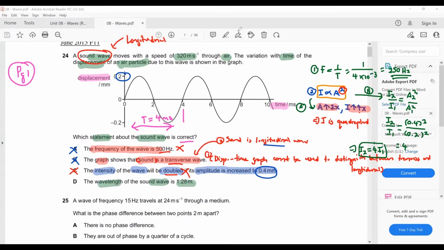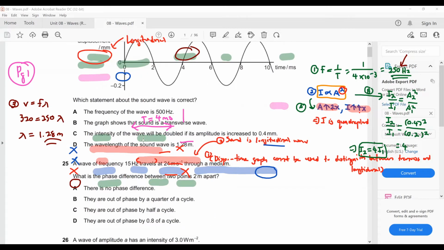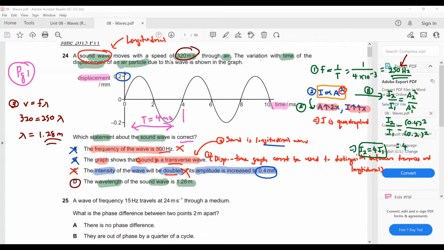This one you will have to use V equals to F lambda. So here we tell you V is equals to F lambda. They told you the speed already. It's 320. You know the frequency as 250 because you found it here. So you can find out the wavelength. 320 divided by 250 gives you 1.28 meter. So answer is D. Okay. So that's how you do this. Okay, then after that, we move on to that next question.